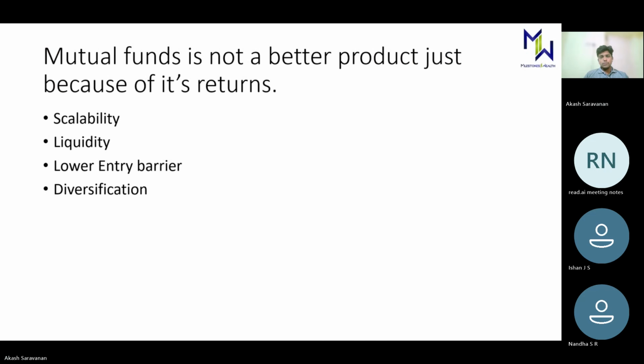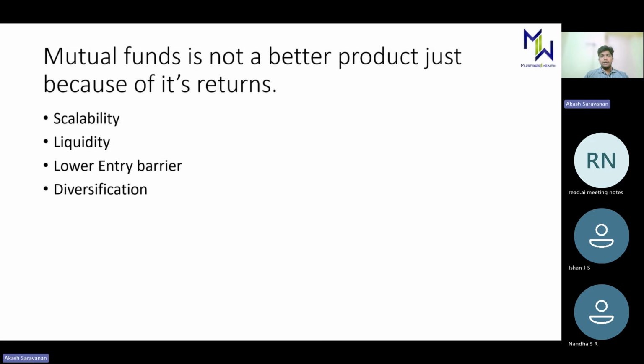So mutual funds is not only a better product just because of its returns. Many people say put in mutual funds because it gives you 11-12%, because other investments like FDs, your bonds, your real estate, everything grows around 7 to 9%. It's not only because of the returns, but it has other advantages as well.